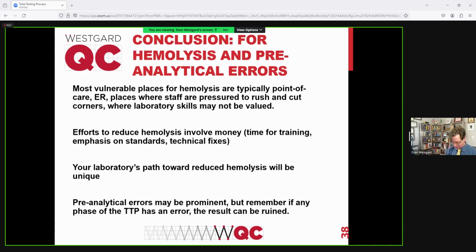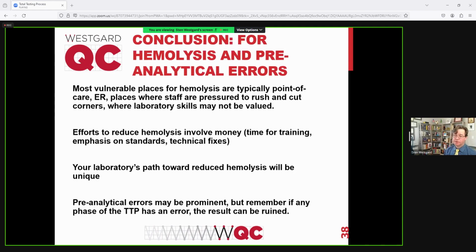So let's wrap up what we're talking about for hemolysis, and then try to extend those actions to pre-analytical errors in general. So the most vulnerable places for hemolysis are typically at the point of care, and a lot of point of care devices, they haven't built in anything to capture hemolysis. They're not even trying to detect hemolysis. They put all of it on the point of care user itself.